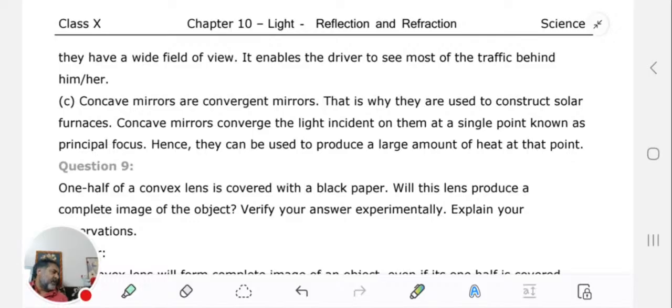પાછળનો આખો ટ્રાફિક દેખાય. And concave mirrors are convergent mirrors. That is why they are used in constructing the solar furnace. Concave mirror converges the light incident on them at a single point known as principal focus. Hence they can be used to produce a large amount of heat at a point.